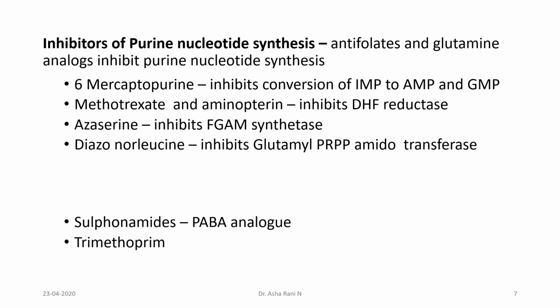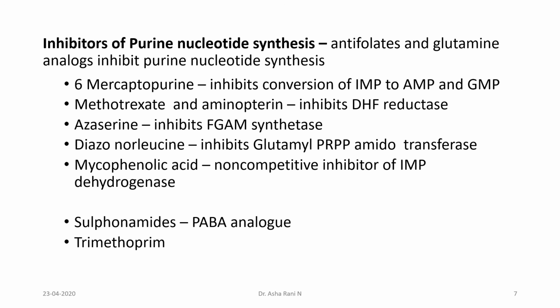Azathioprine and diazonorleucine. These two are glutamine analogs. So azathioprine inhibits FGAM synthetase, diazonorleucine inhibits glutamyl PRPP amidotransferase.